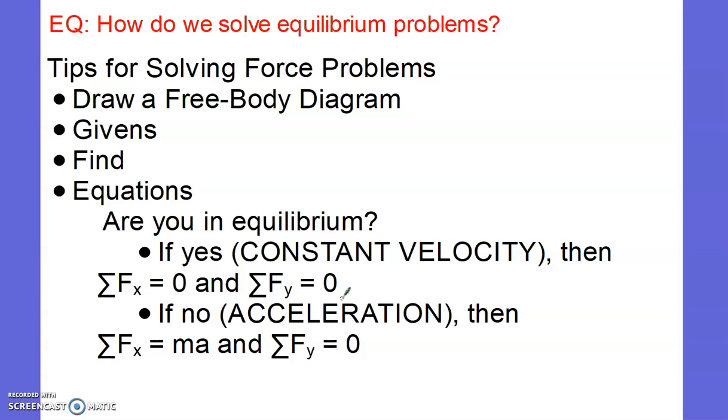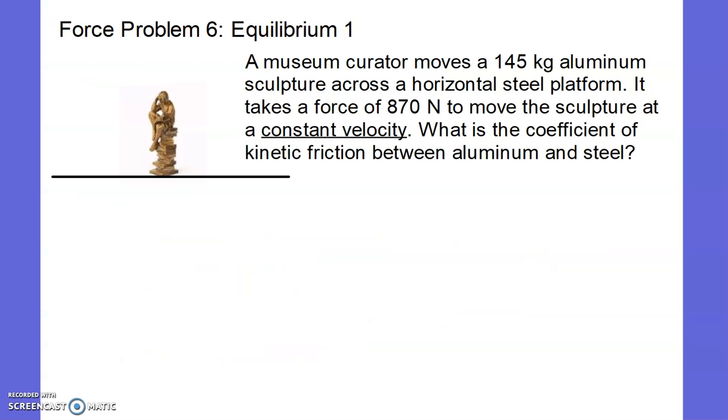If you're not in equilibrium, this is what we'll get to later on, then we use the second law of motion in that all the forces equal mass times acceleration. But in our problems for this year, they will still cancel out in at least one of the directions. That's not always the case, but at least it is for this year for us. Let's go through one example together.